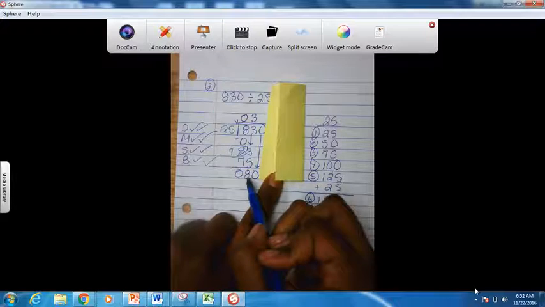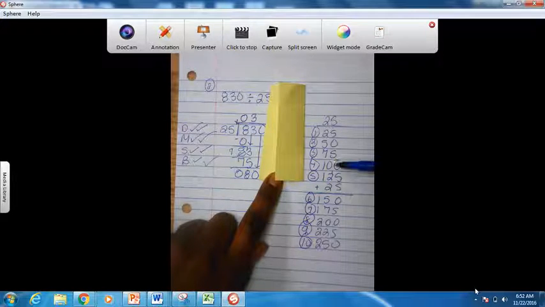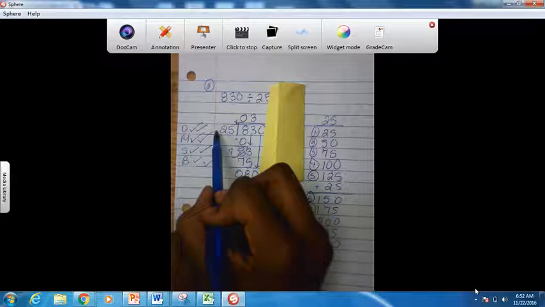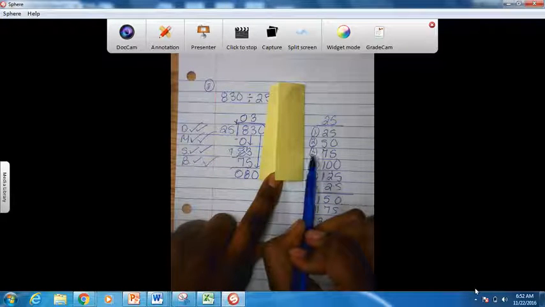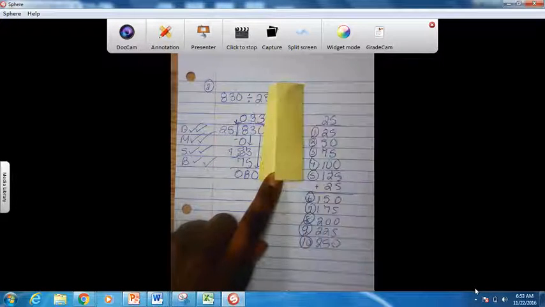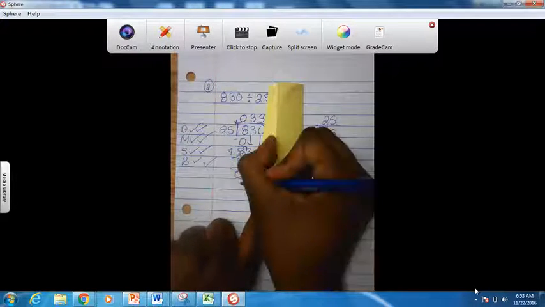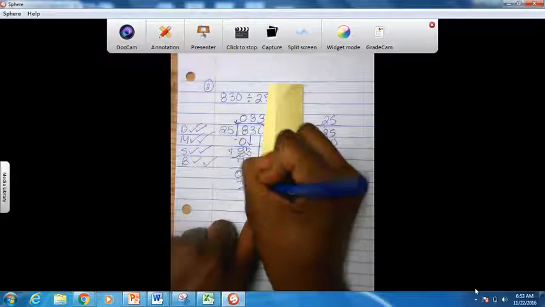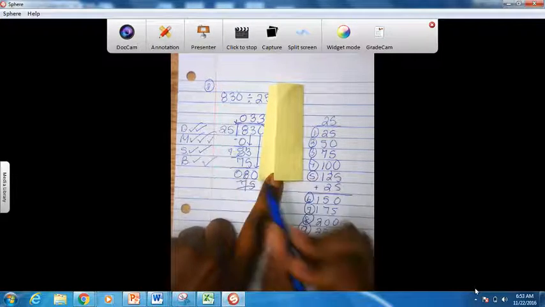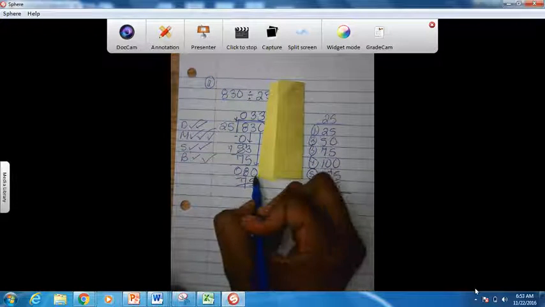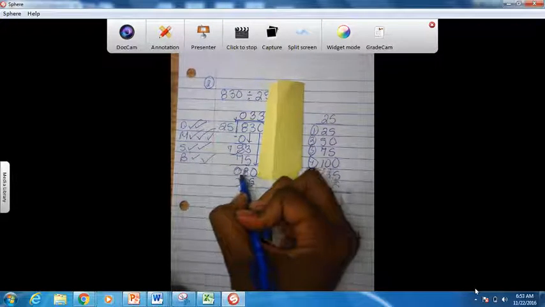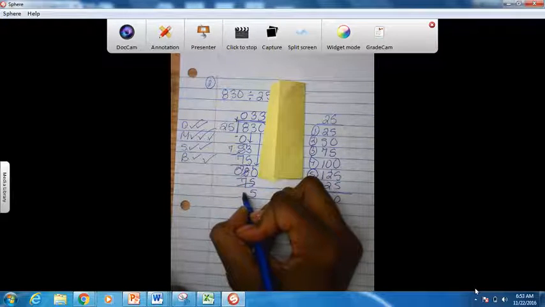25 goes into 80. So how close can we get to 80 without going over? Well, 100 is too much, so I'm going to use the 75. So that means that 25 can go into 80 3 times. 25 times 3 is 75. After we multiply, we subtract. 0 minus 5, can't do that, so I'm going to borrow 10. 10 minus 5 is 5. 7 minus 7 is 0.